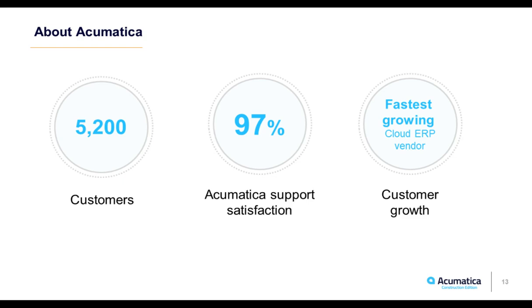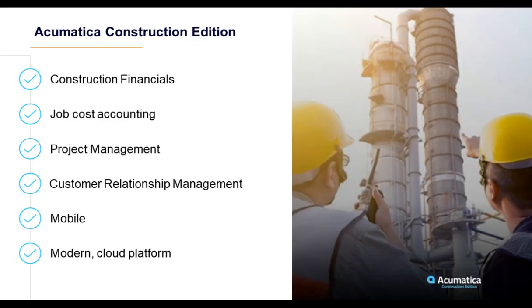So a little bit more about Acumatica. Again, I know I told you earlier we started in 2008. We have over 5,200 customers. We are headquartered out of Seattle, Washington. We have offices all over the United States, as well as a global presence. We've got a 97% Acumatica support satisfaction rating, so we're very pleased with that number. And we are well known and looked at as one of the fastest growing cloud ERP vendors in the market space. So we are definitely on a fast growth trajectory.